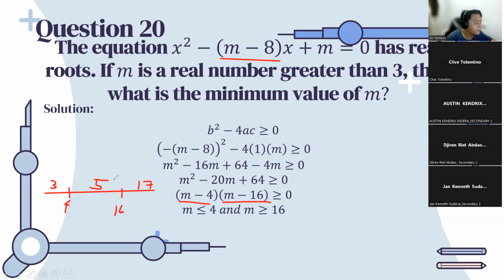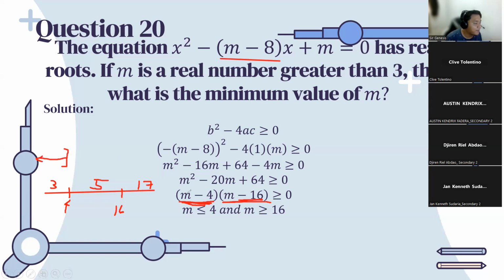So how do you check which regions here are the solution sets? Here we have 3, right? If m is equal to 3, then of course this is negative. This is also negative because 4 and 16 are greater than 3. So negative and negative, if you multiply two negative values, then that is a positive value. So this region is included as a solution set.